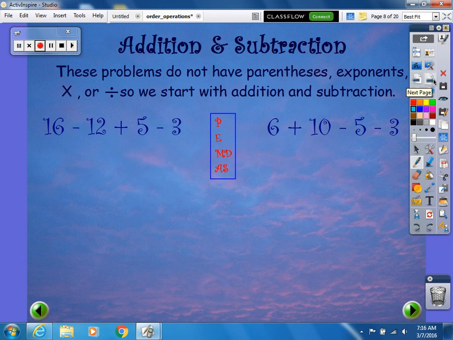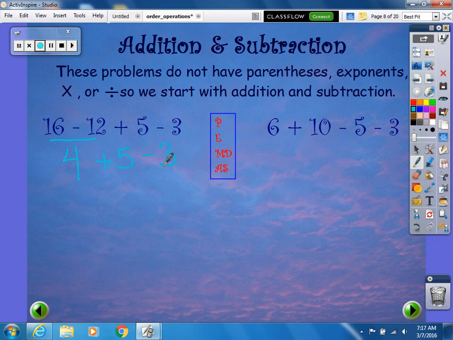We now have addition and subtraction. Here, these problems, subtraction, addition, subtraction. So if it has all addition and subtraction, what should we do? You should have thought in your head, we should go from left to right. So let's go ahead and start. We're going to start here. 16 minus 12. When you do 16 minus 12, you should have gotten 4. Let's rewrite. Plus 5 minus 3.